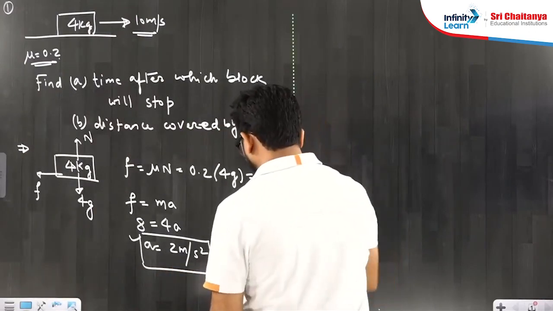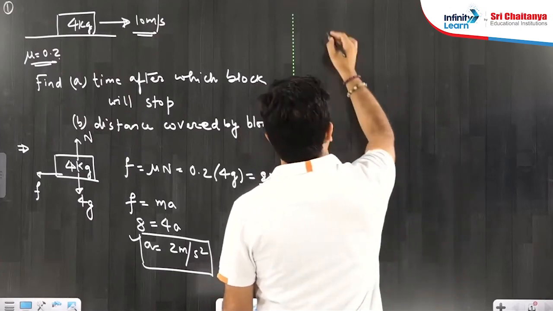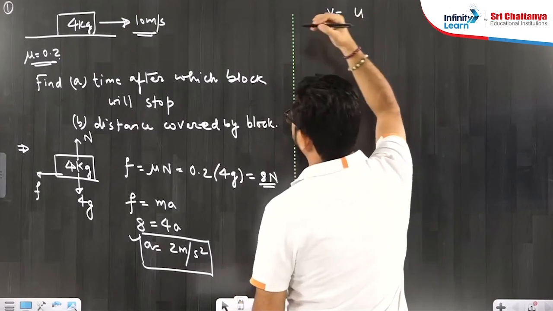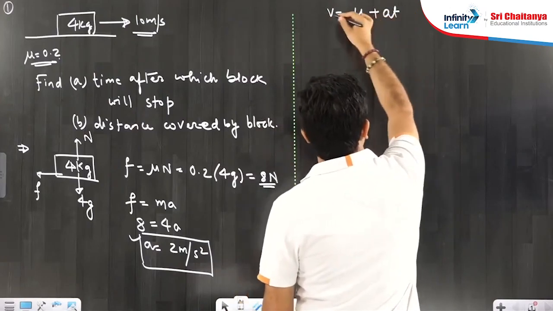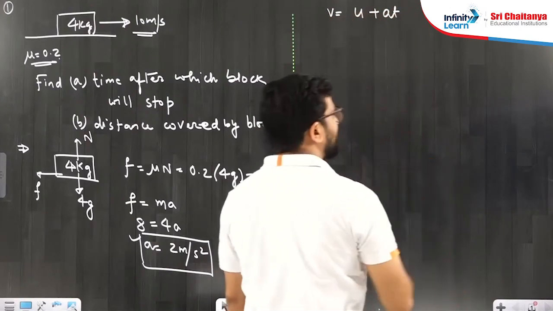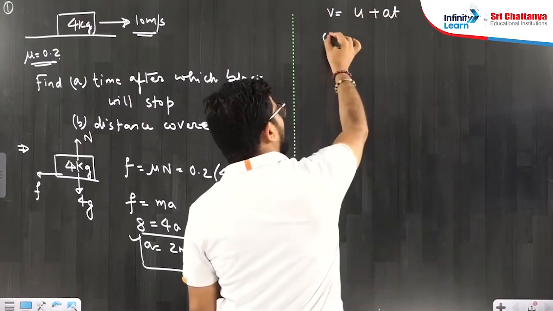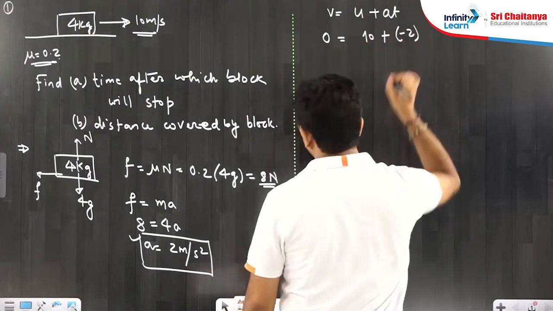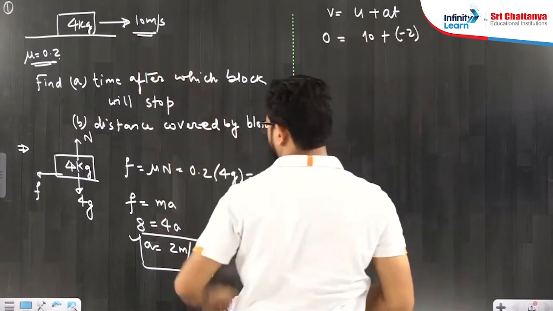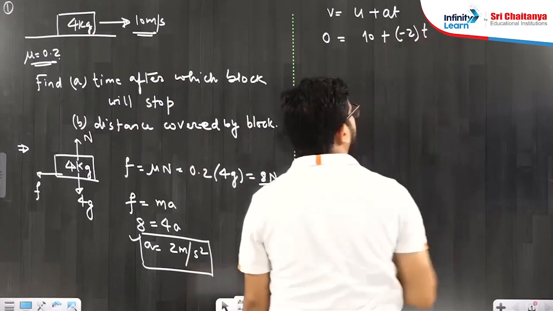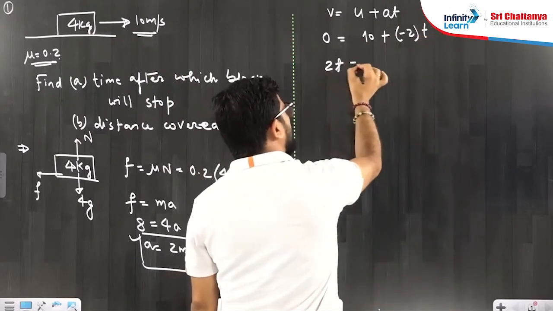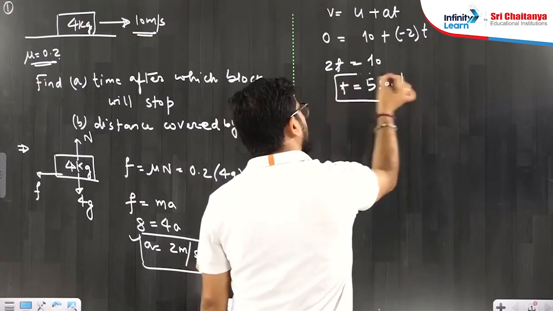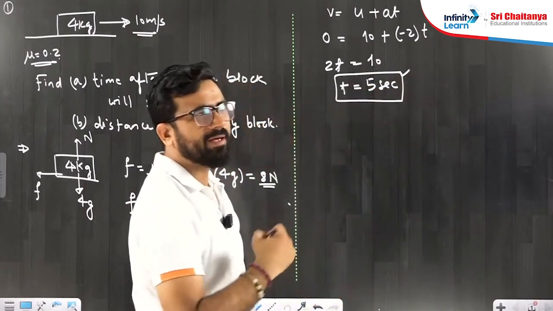Here the final velocity is 0 and initial velocity is 10, and we can apply v equal to u plus at. This is the first equation we are applying. The final velocity is 0, initial velocity is 10, acceleration is minus 2 because it's the retardation. Then 2t is equal to 10, that means t is equal to 5 seconds.